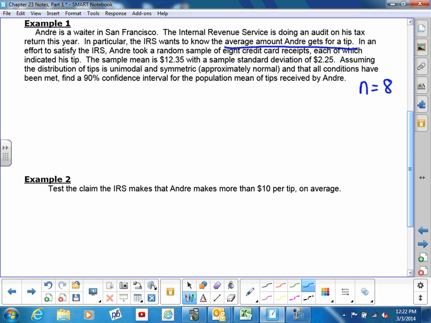The sample mean is 12.35. How do I notate that? Sample mean: x bar, 12.35. And the sample standard deviation is 2.25. That's your Sx. All right. Assuming the distribution of tips is unimodal and symmetric, approximately normal, not purely normal, and that all conditions have been met, because we're going to talk about those tomorrow, find a 90% confidence interval for the population mean of tips received by Andre.